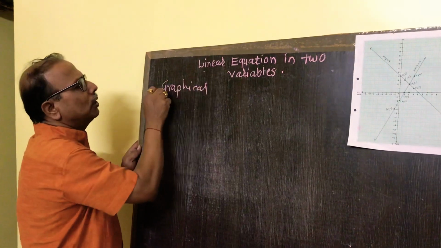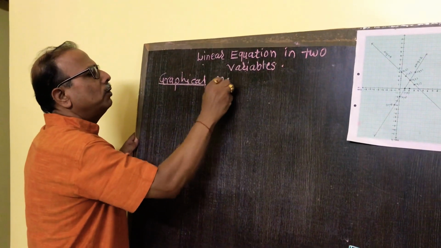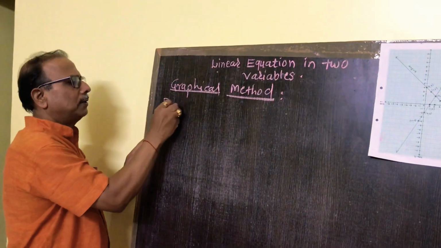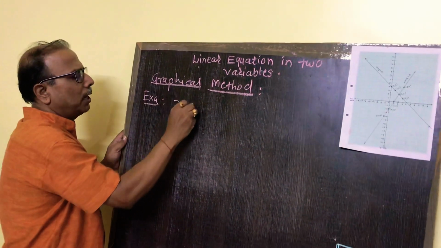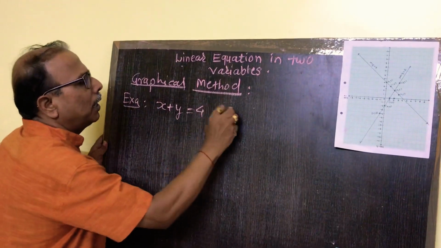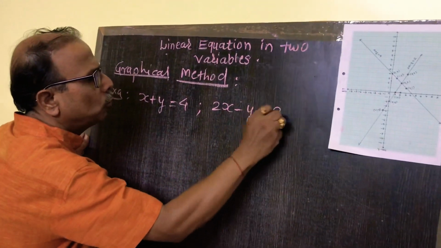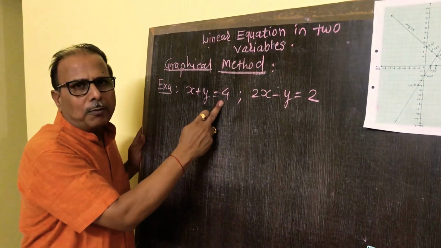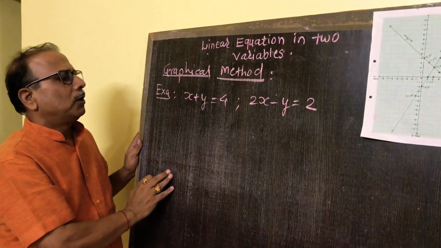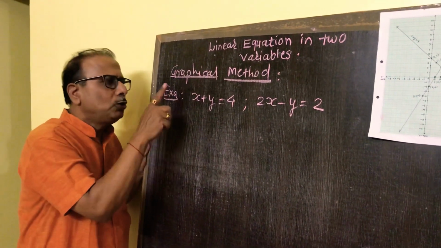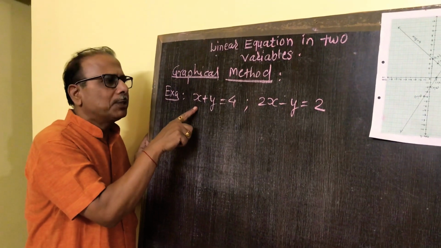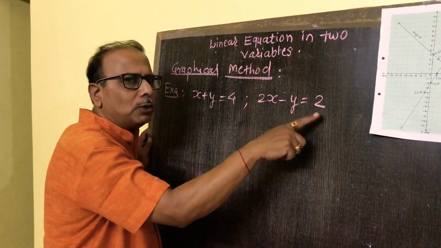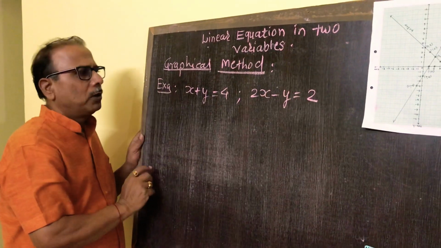How to find the solution by graphical method, we will see here by taking one example. The example is x plus y is equal to 4 and 2x minus y is equal to 2. These two simultaneous equations we are going to solve using the graphical method. For that, we should draw the graph of x plus y is equal to 4 and also the graph of 2x minus y is equal to 2 on the same graph paper.